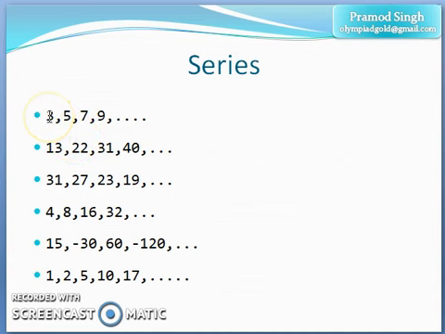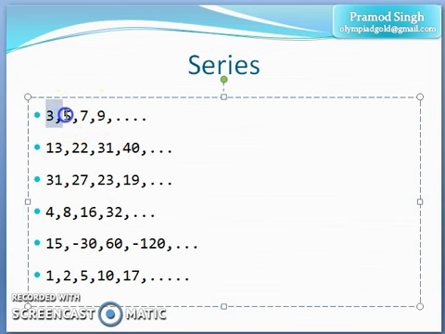Look at the first series. It's 3, 5, 7, 9. So what's the pattern going on? 5 minus 3 is 2. 7 minus 5 is 2. 9 minus 7 is 2. So it's an increasing arithmetic series. So the next is 9 plus 2 is 11, correct?